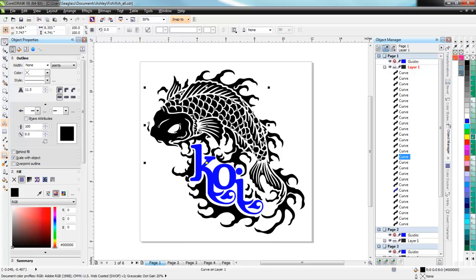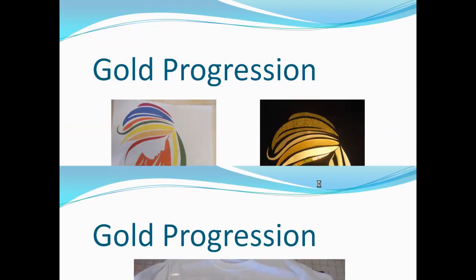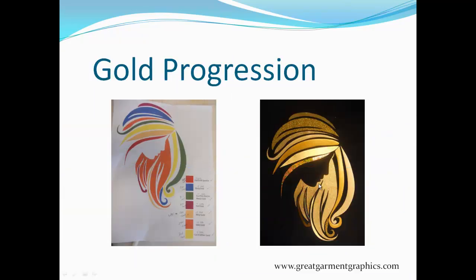So let's look back at the presentation. And the gold progression there, you can see, as I was talking about, layering them all. And here we've got the final product. And you can see the layout design sheet right here with everything in it. And there's all the different layers on the shirt. There's quite a difference between those two on that.